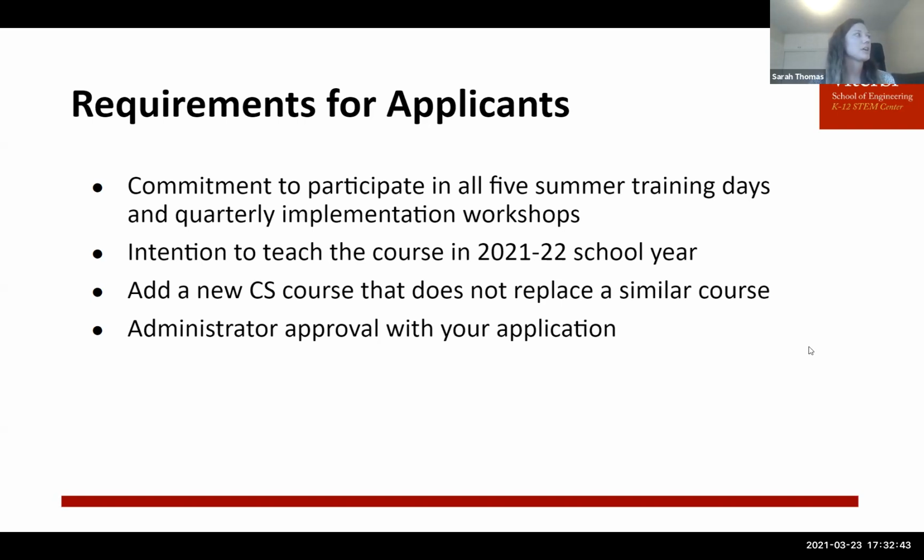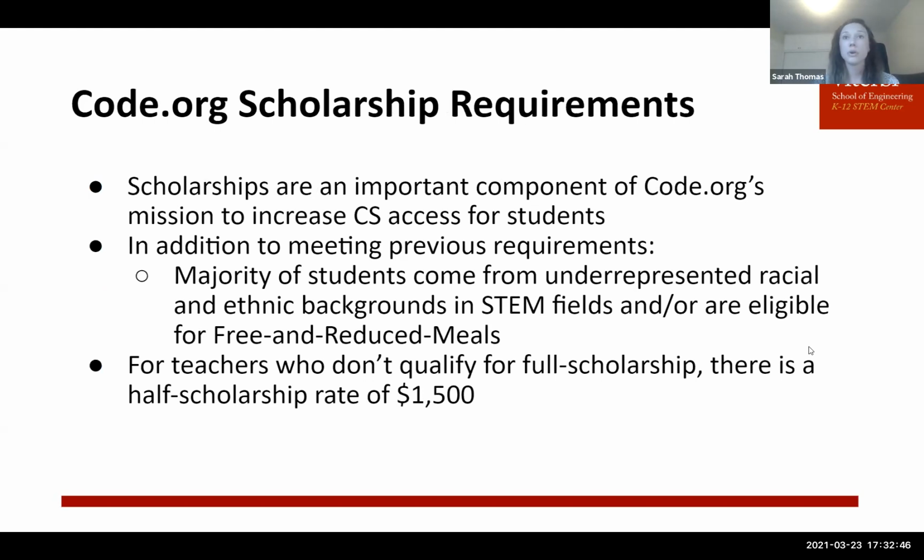Okay, so we talked about requirements for the program. So let's talk about requirements for scholarships. What I want to start by saying is that scholarships are really critical to the code.org mission of increasing CS access. So it's an important part of what we do. We definitely want to provide teachers with this opportunity. And because this is so centered around increasing CS access for students, the requirements for the scholarship are school and student based. So your school will need to meet one of two requirements.